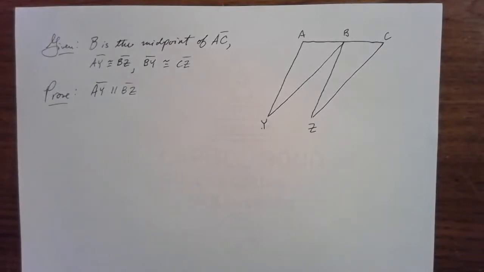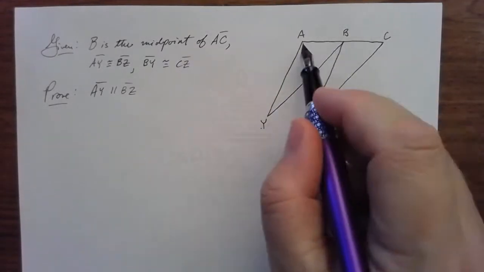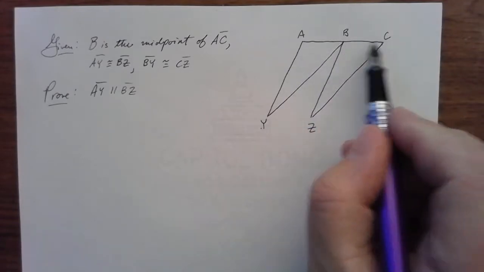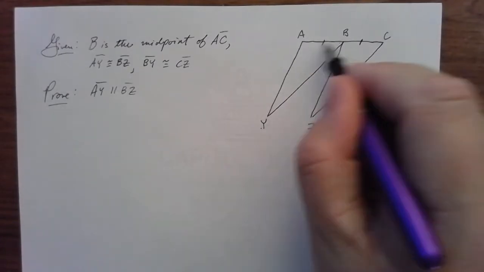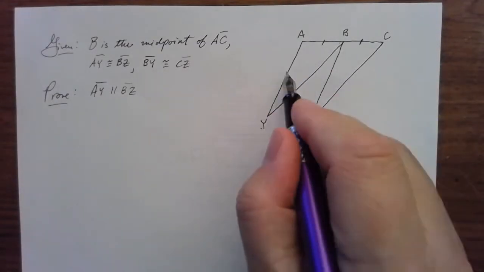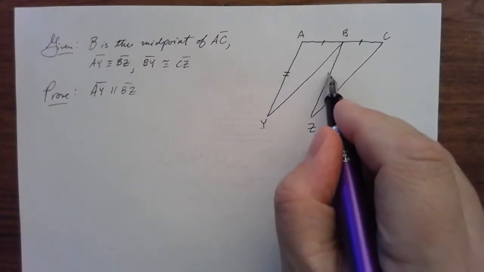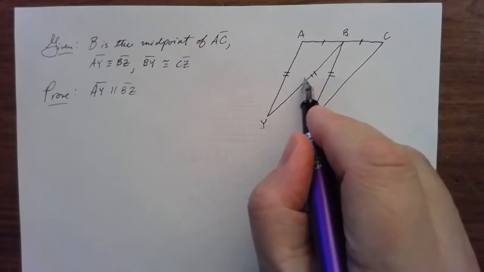Here's an example where we prove lines parallel, but using corresponding angles instead of alternate interior angles. Let's mark my givens. B is the midpoint of AC, so AC goes from here to here. Those are the same because B is the midpoint. Then I have these other congruent segments. Those are given the same. Those are given as the same.